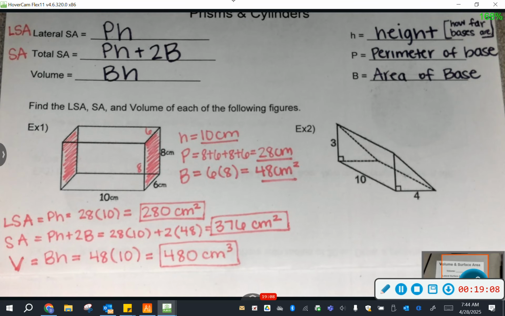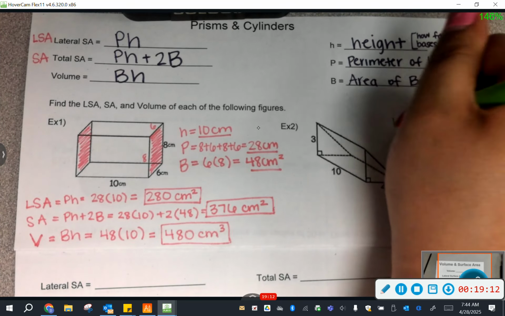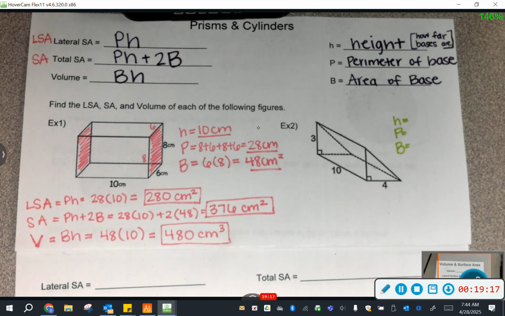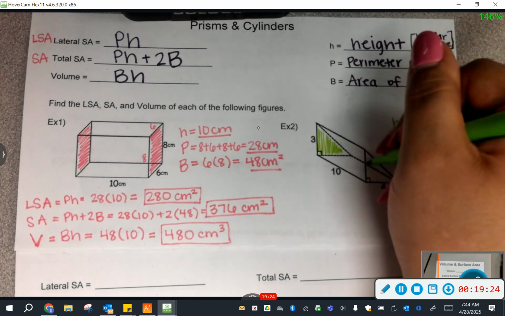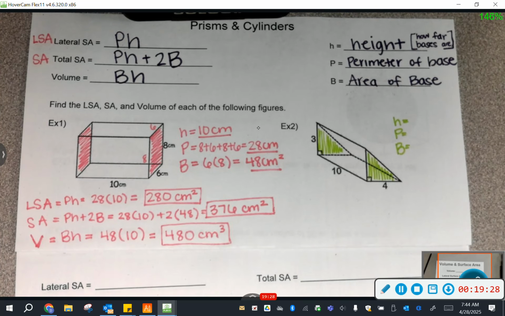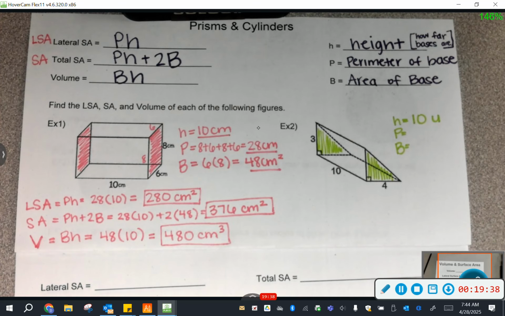All right, number 2. I've got to find these three things, H, P, and B. What are my bases here? The triangles. Let's shade those triangles because we know they're the bases. What's the height? How far apart are these triangles? 10 again. And this isn't centimeters, so I'm just going to put U. It's fine if you did, but yeah.